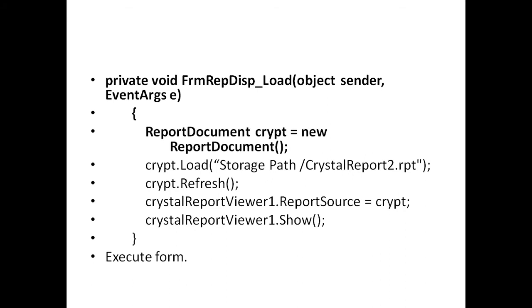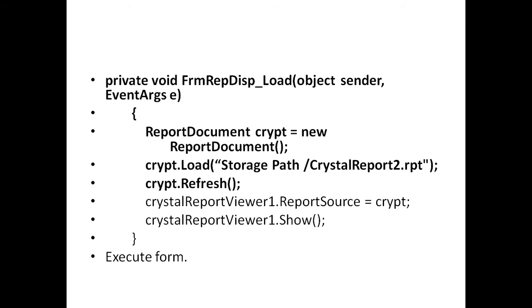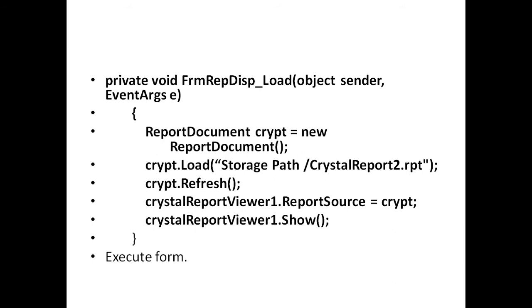First, create the object for report document: ReportDocument crpt equal to new ReportDocument. Then with crpt load the report, then refresh the crpt object and set the crystal report viewer report source property to crpt, and then show the crystal report viewer control and then execute the form.